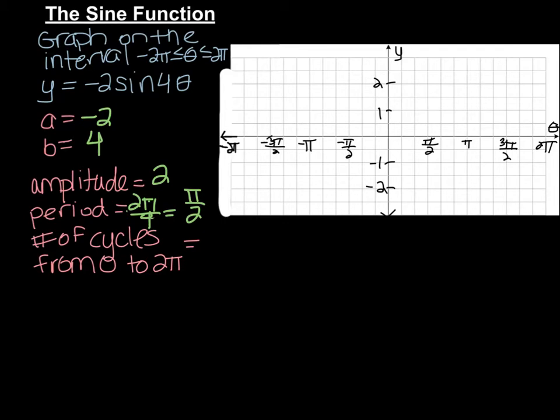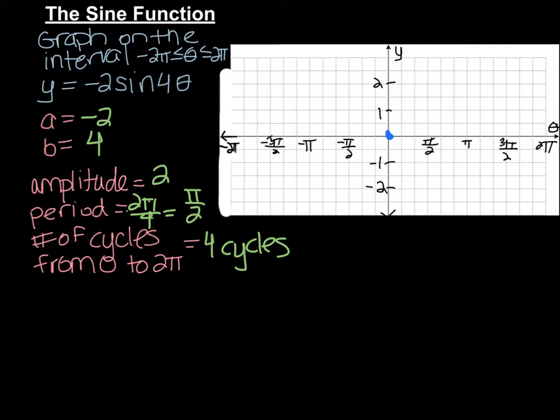The number of cycles that occur from 0 to 2 pi are basically just the b value. So in this case, 4 cycles occur from 0 to 2 pi. So starting out on my graph, I'm just going to plot a few points. Since we're starting with the equation negative 2 sine of 4 times theta, I'm going to be starting at the origin.